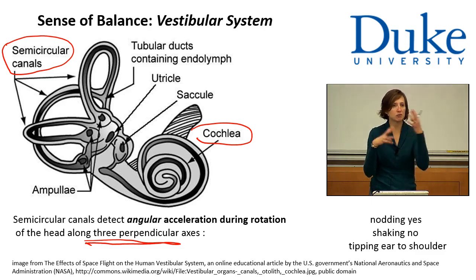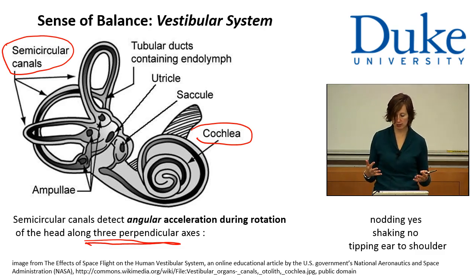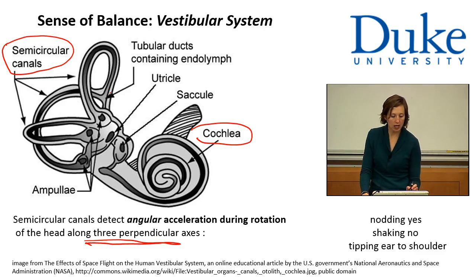And if you're doing some sort of combination of those, then there'll be multiple of the canals that are activated. Also on this diagram, it shows the otolith organs, the utricle and the saccule, that are these little compartments kind of between the semicircular canals and the cochlea.